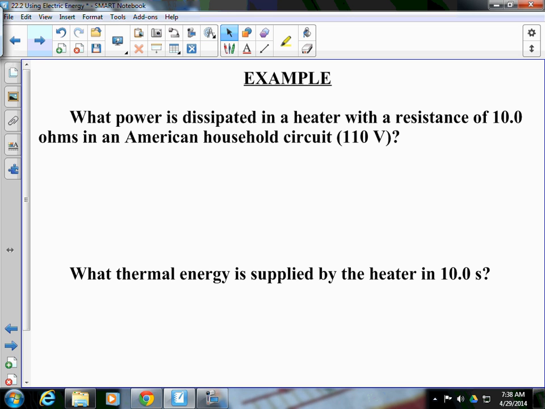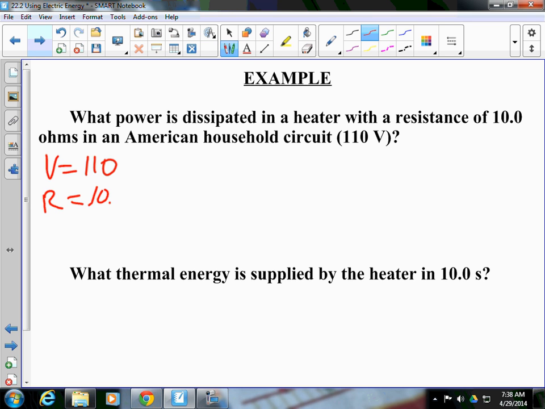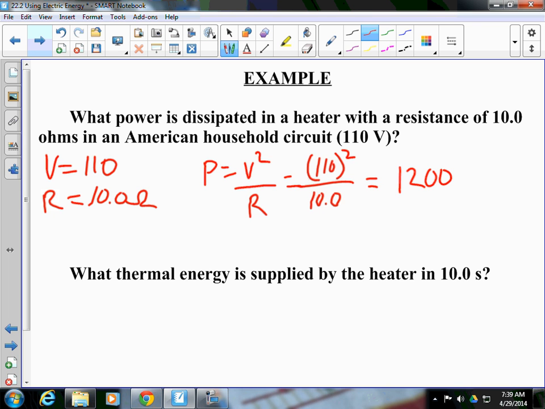So we'll move to the example. What power is dissipated in a heater with a resistance of 10 ohms in an American household circuit, which is 110 volts? Our voltage is 110. Our resistance is 10 ohms. What is our power? Remember, we have three equations to choose from for power. One of them is power is equal to V squared over R. That would be 110 squared over 10.0. And when we do that with sig figs, 110 only has 2 sig figs, so our answer is going to be 1200, and the unit for power is watts.